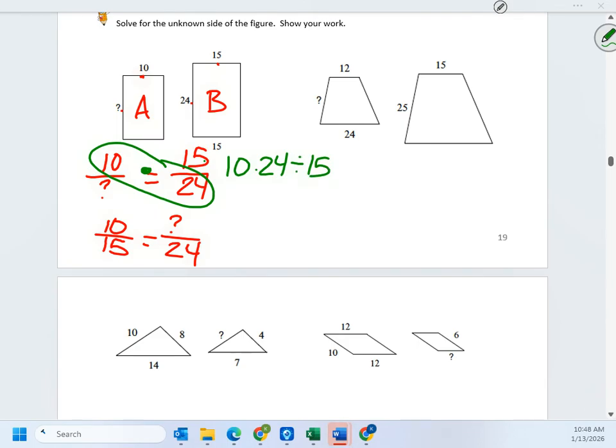So down here, where I set it up differently, look at my diagonal. Oh my goodness, it is the same. 10 times 24 divided by 15. As long as you keep it consistent with your A's and B's matching up, your longs and shorts matching up, you're going to have the same equation. What is 10 times 24 divided by 15? Laurel? 16. Our missing side shape is 16.